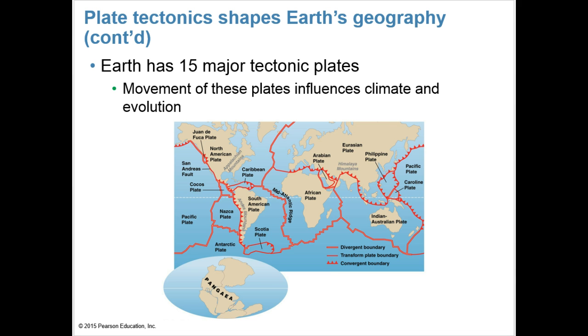The Earth today has 15 major tectonic plates, and the movement of these plates will influence the climate and also evolution. Though keep in mind, this movement of these plates is usually very slow, maybe only a few centimeters a year. But given thousands to millions of years, it really does make a difference, and we can see how they've actually moved across the Earth's crust.